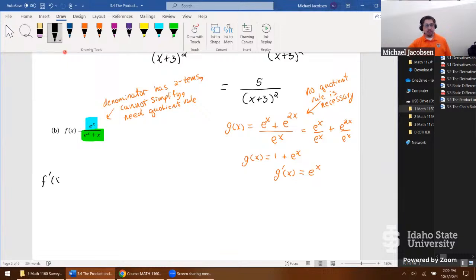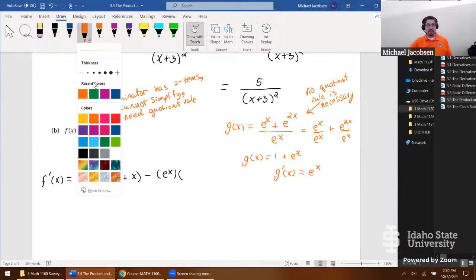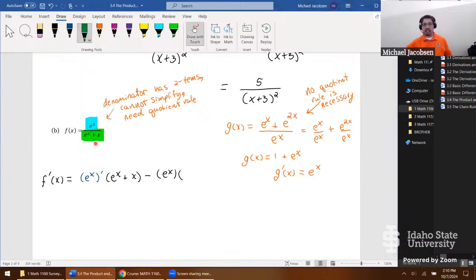The derivative of f at x is first take e to the x, differentiate it. Now copy down the bottom, e to the x plus x. Subtract the numerator copied, so just e to the x in the numerator now. Sorry, the red dot is a little bouncy today. But then multiply that by the derivative of the bottom. So e to the x plus x prime. And let me fix that parenthesis over here. There we go.